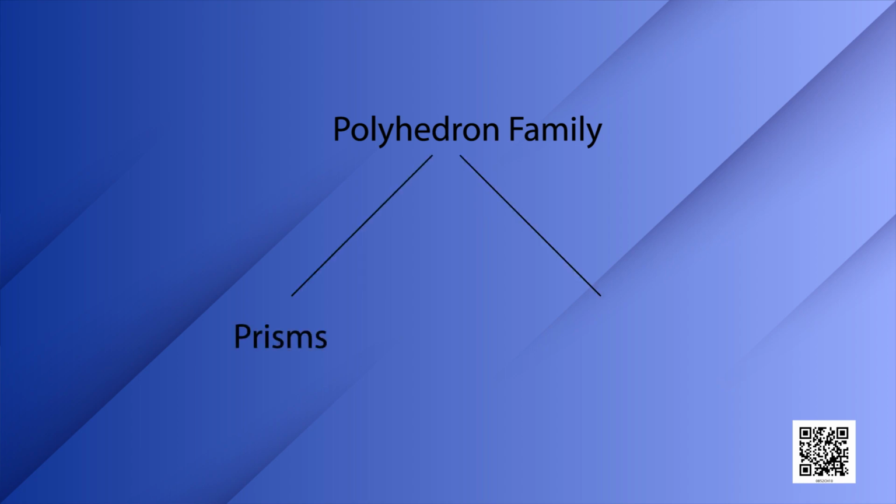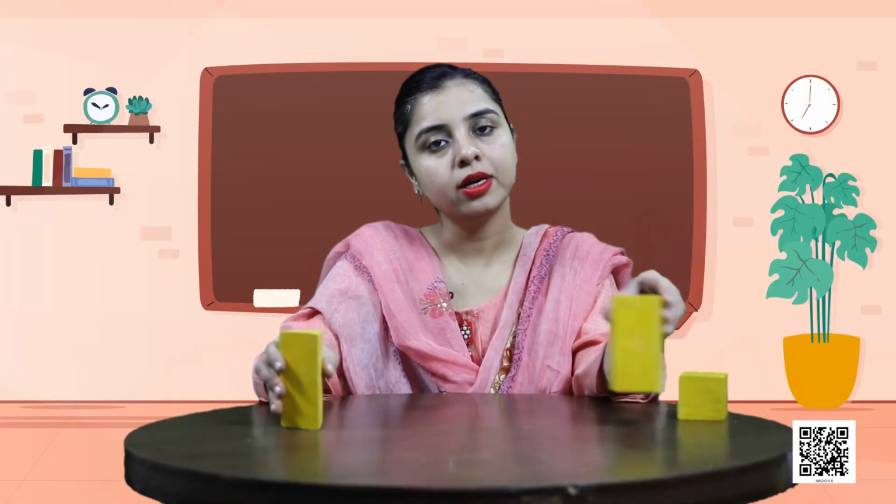Now let us talk about two important members of the polyhedron family. They are prisms and pyramids. Children, we generally associate prism with this shape, whereas a prism is actually a polyhedron whose base and top are congruent polygons, and all other faces are parallelograms. So don't you think that a cuboid as well as a cube are also prisms? Yes, a cuboid is a rectangular prism, whereas a cube is a square prism.